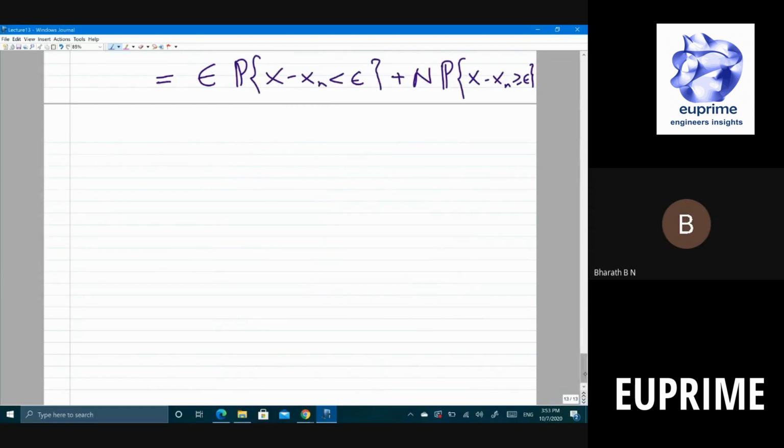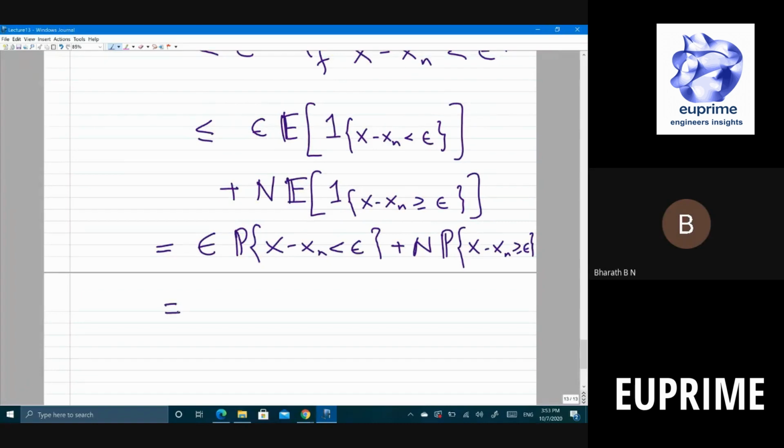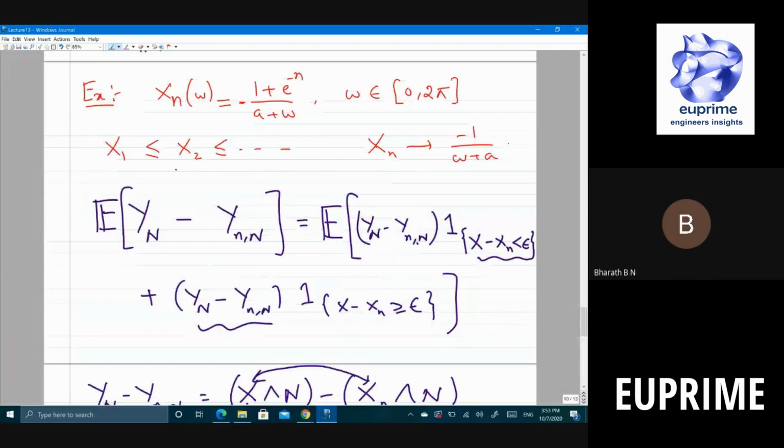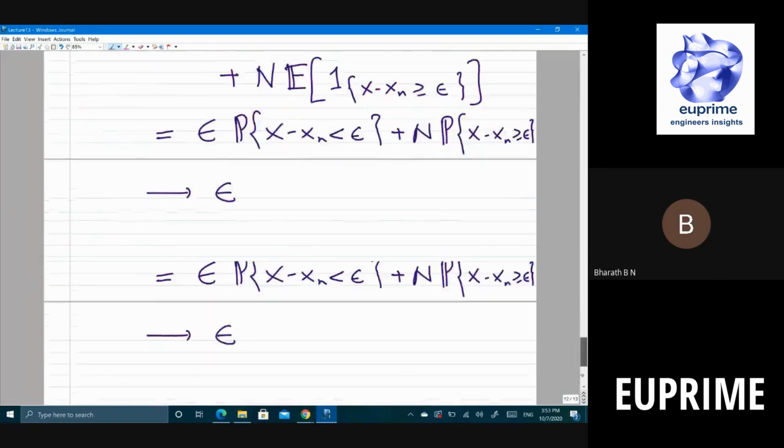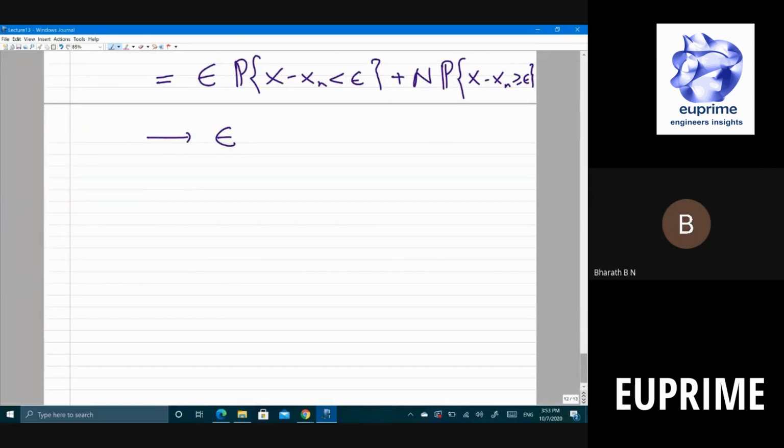Now, as n goes to infinity, x minus xn goes to 0. So the probability that x minus xn is less than epsilon is 1, because it's almost sure convergence. So this goes to epsilon. This is true for every epsilon, so I'll modify this: for any epsilon greater than 0, we have all these. So that means this goes to epsilon, and since epsilon is arbitrary, we are done.